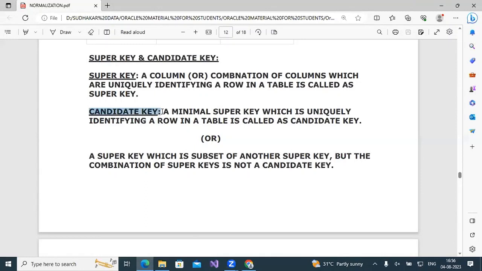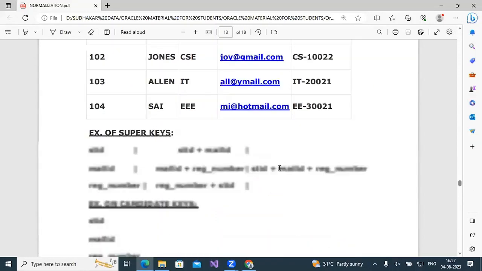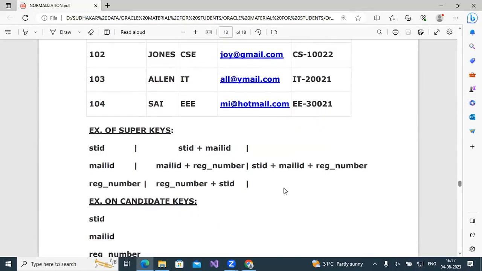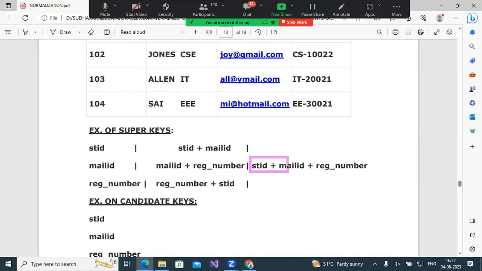But what is a candidate key, sir? Observe carefully: a minimal super key, minimal meaning the least one. A minimal super key which uniquely identifies a row in a table is called a candidate key. So every minimal or least super key column is called a candidate key. Here, observe: student ID super key plus mail ID super key plus registration number super key. How many columns did we add? Three. This is not minimal, so it is not a candidate key.